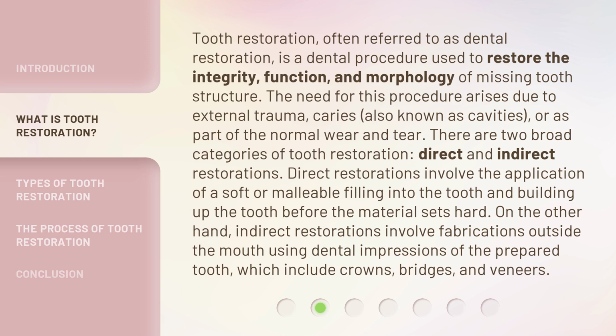There are two broad categories of tooth restoration: direct and indirect restorations. Direct restorations involve the application of a soft or malleable filling into the tooth and building up the tooth before the material sets hard. On the other hand, indirect restorations involve fabrications outside the mouth using dental impressions of the prepared tooth, which include crowns, bridges, and veneers.